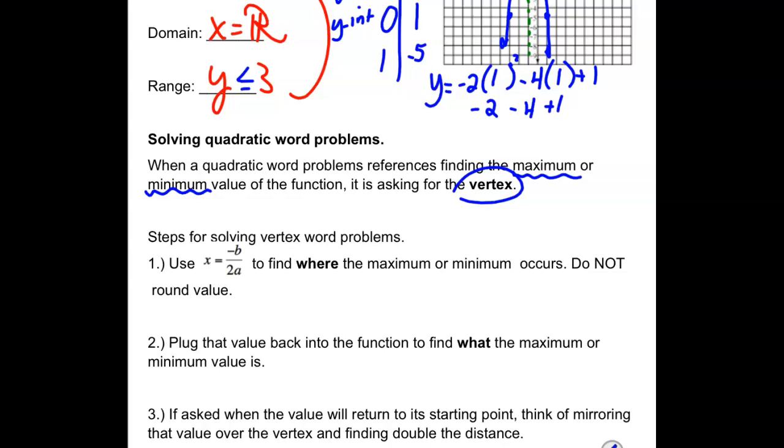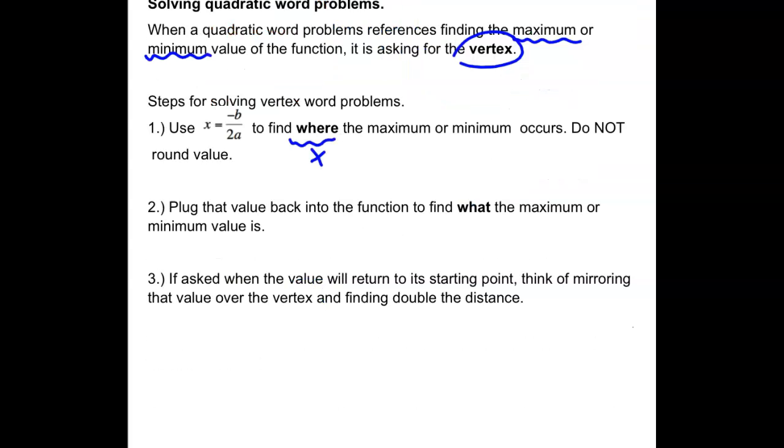Our steps for solving vertex word problems. We're going to use that x equals negative b over 2a formula to find where the max occurs. That's finding where it occurs. That's finding our x value. And we want to be careful that we don't round that answer because we will be using it later to find other things. Then we can plug that x value back into our function to find our y value, which is going to be what the maximum or minimum is.